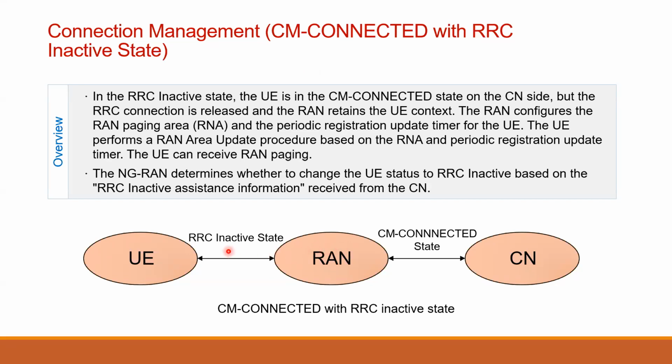So before keeping the UE in inactive state, RAN is going to send the periodic registration update timer, and the UE is going to perform the RAN area update procedure based on these timers, which are sent by RAN to the UE before turning off this RRC connection.